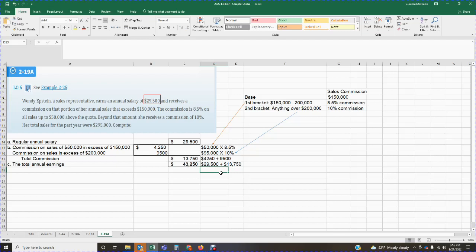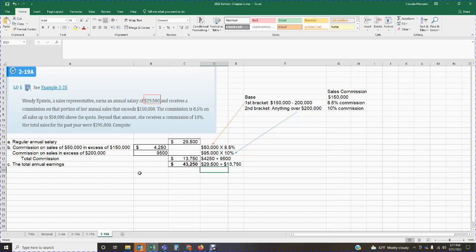The key here is to understanding the two brackets. The first bracket is if she makes above 150 and caps up at 200,000, she's going to get paid a commission of 8.5%. Anything above 200,000, she's going to get paid 10% commission. Okay, so we have to figure out how much we have to charge for each of the two brackets, and that's why we broke it down between the sales of the 50,000 in excess of the 150 and then the sales in excess of 200,000. So we broke it down so it could just be easier for us to visualize and see.